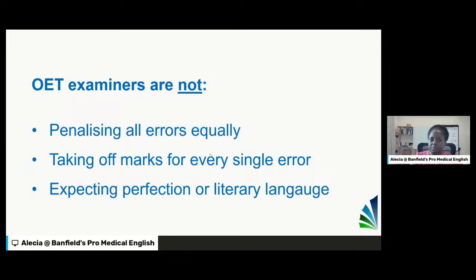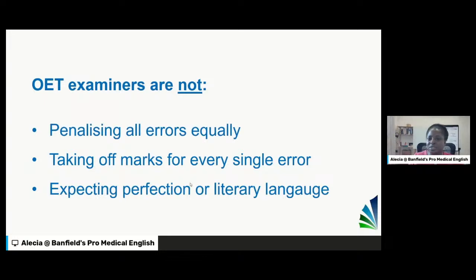So, first of all, before I even get into what proofreading is, there is a common misconception that every single error you make, the examiners are going -1, -2. And that is not the case. The examiners are not penalizing you for every single error, and they're not looking at all the errors the same. Nor are they expecting perfection or some sort of literary language.